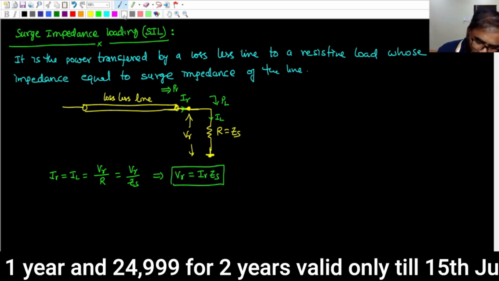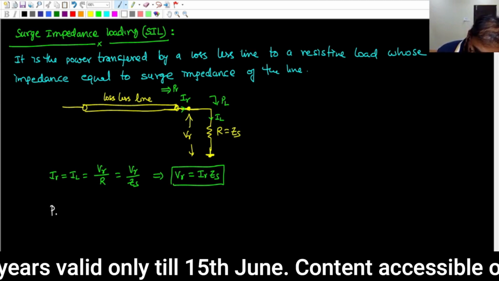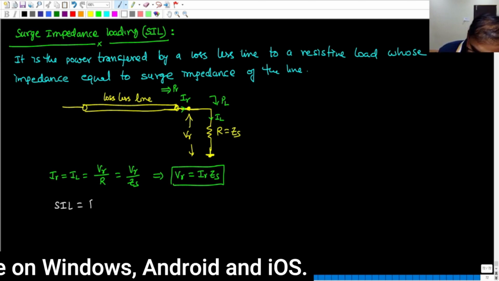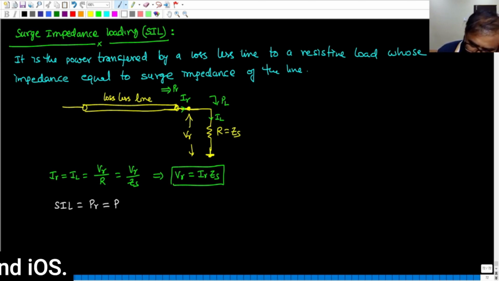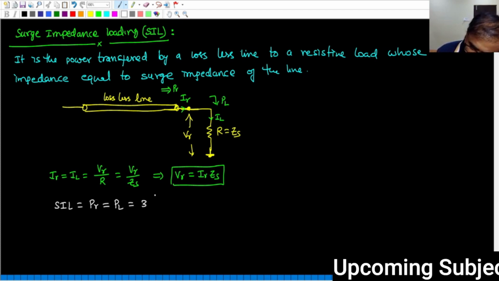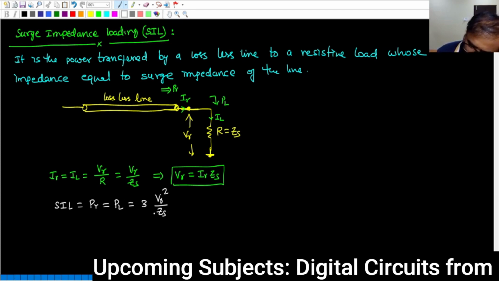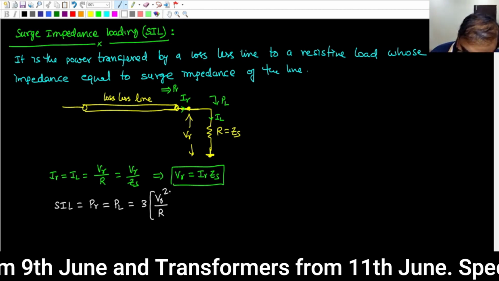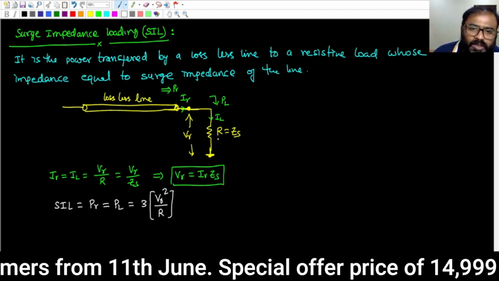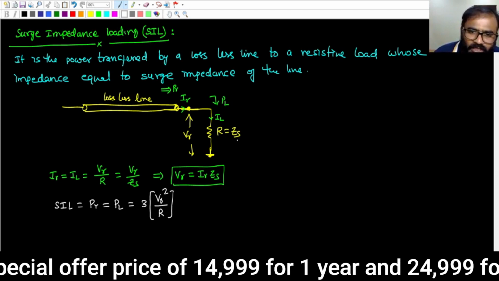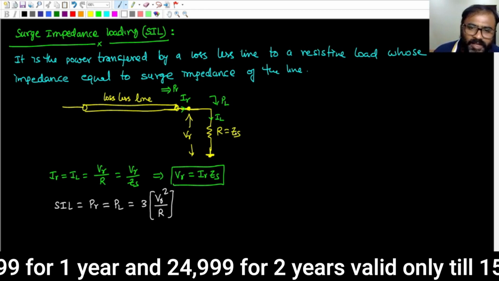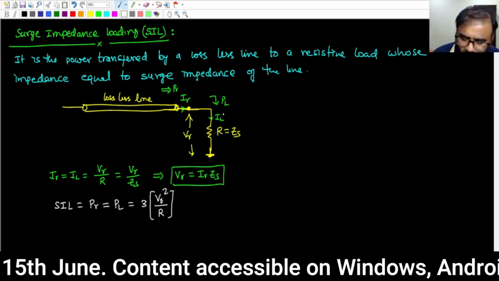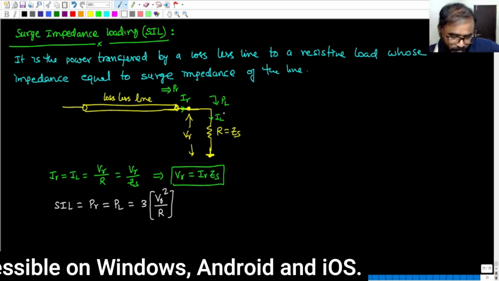Next important thing. What is the power drawn by the load? Surge impedance loading means under this condition, whatever power is transferred by the line, that is the receiving end power, is equal to the load power. So what do I get now? 3 into VR square by R. Since it is a three-phase system, that is the power drawn by this load resistance. Why am I saying the load is resistance? Under surge impedance loading, ZS is a purely real number, and a real number means resistive load only. So under surge impedance loading, the load must be resistive.